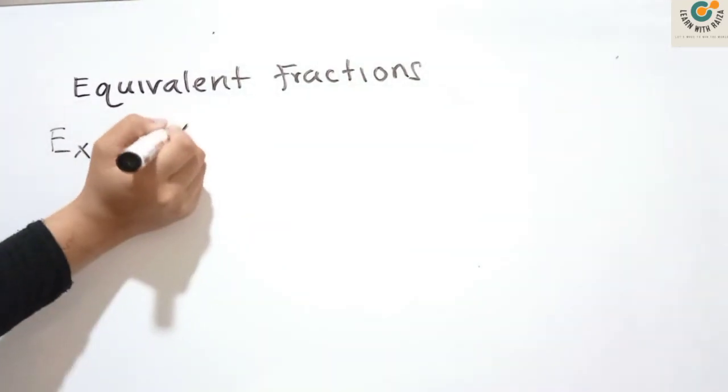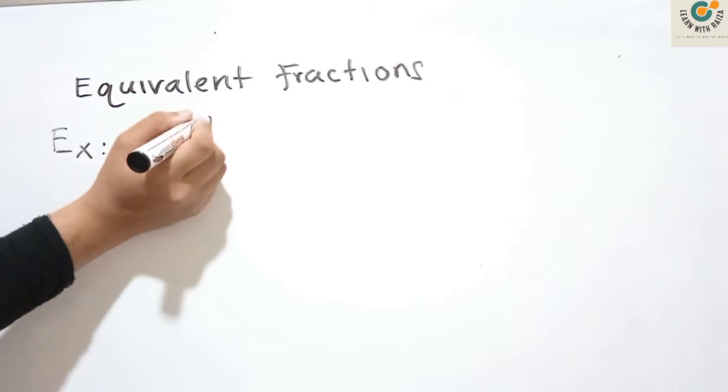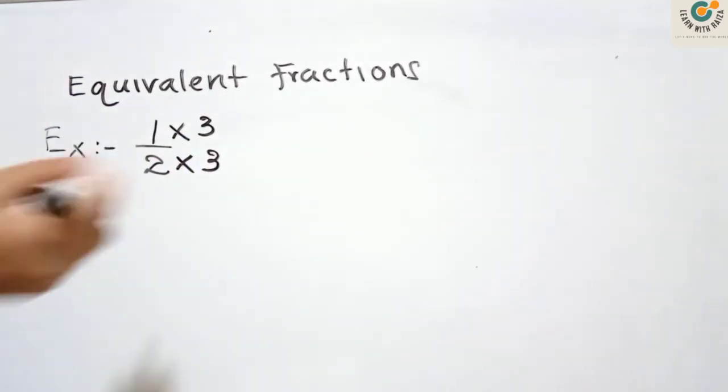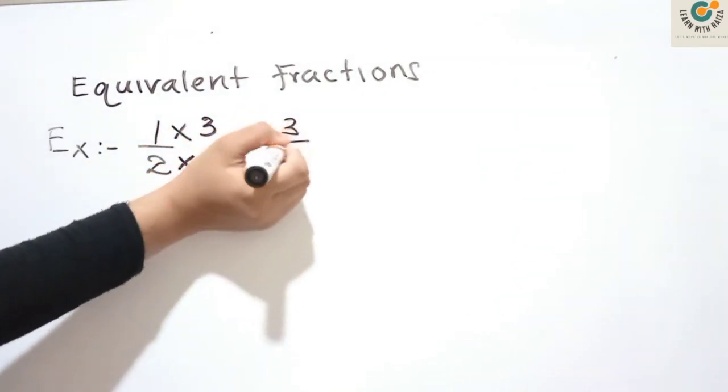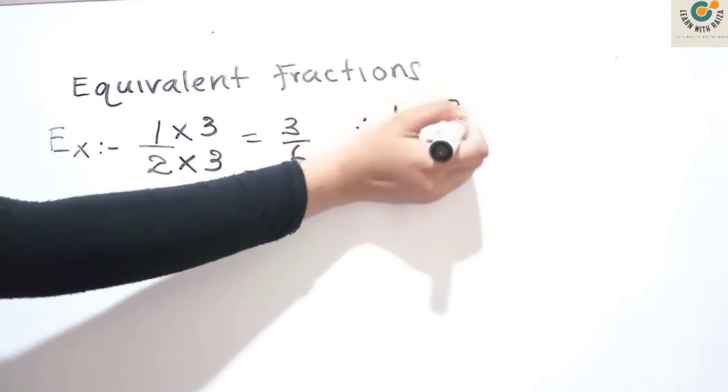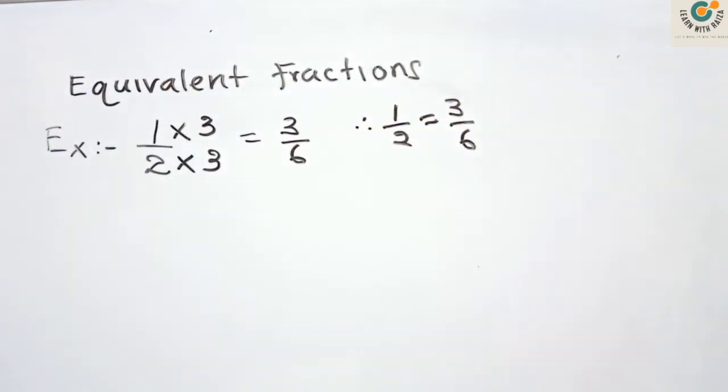You are multiplying the numerator and the denominator by the same number. Any number you like. Okay. So I am getting here 3 over 6. So I can tell that half is equal to 3 over 6. That is an equivalent fraction. I told you not only multiplication, even division.